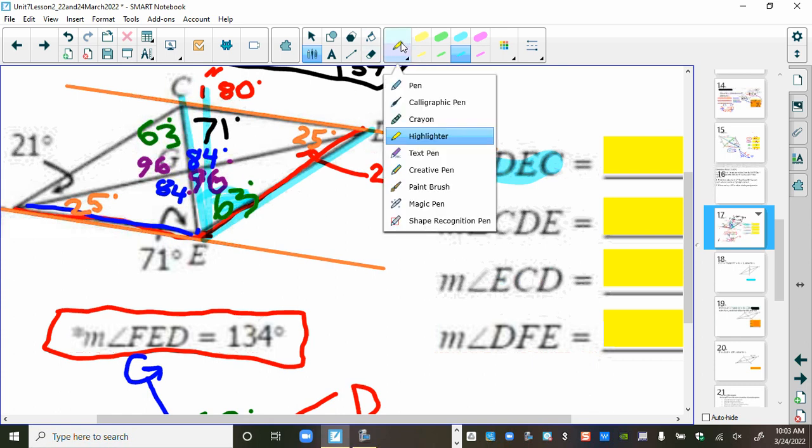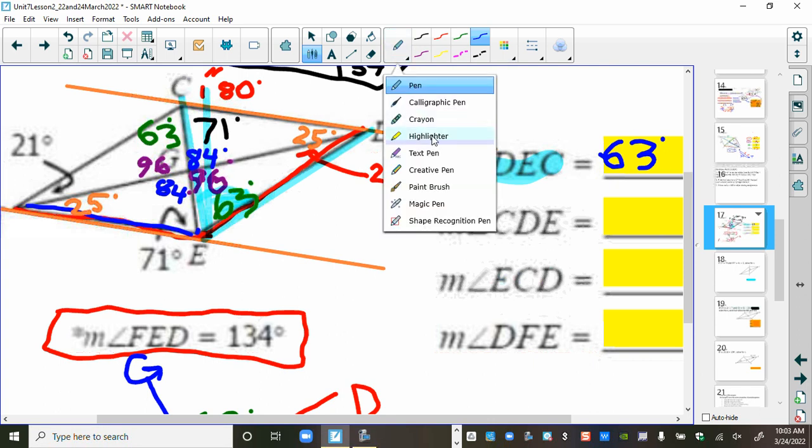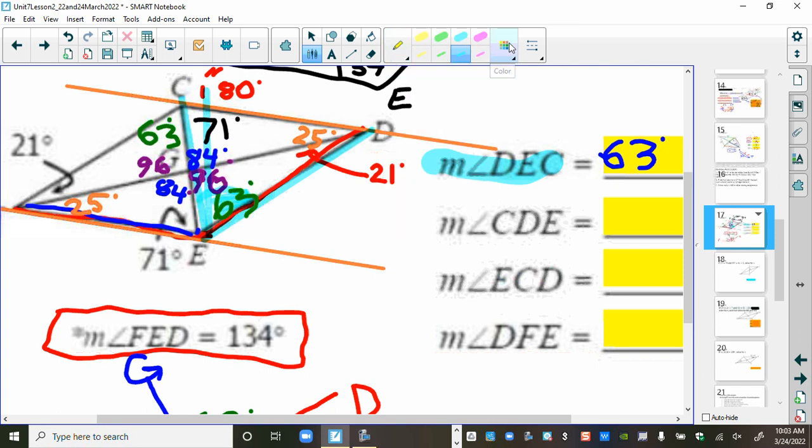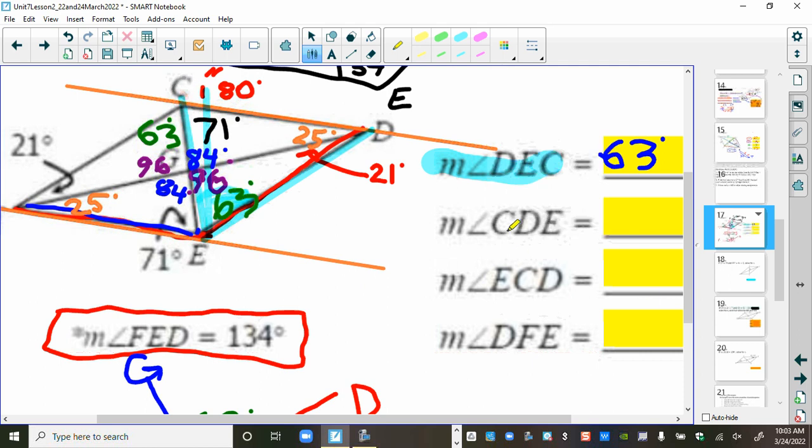Now, the next one's going to be a little different. So what we're going to do, we're going to start now. We start at CDE. Where's our starting point? The top.